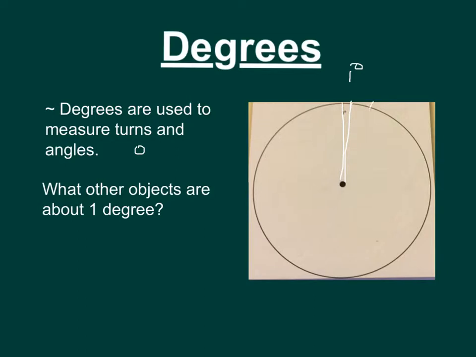This circle can be split up into many smaller degrees. All together, if I were to go all the way around this circle, the circle would be made up of 360 degrees. That would be 360 1-degree measures.